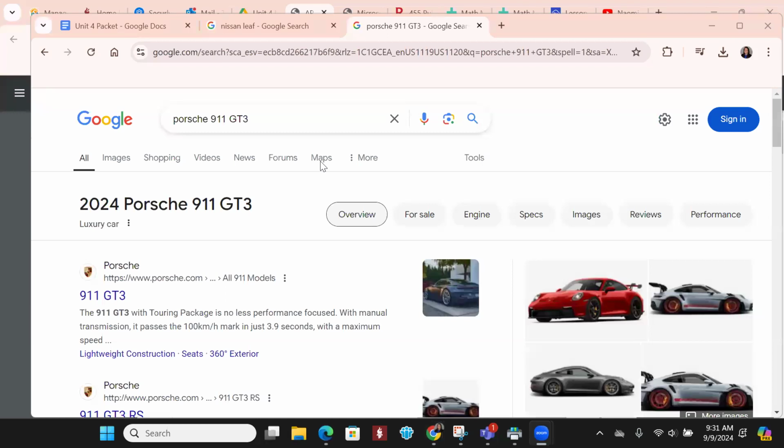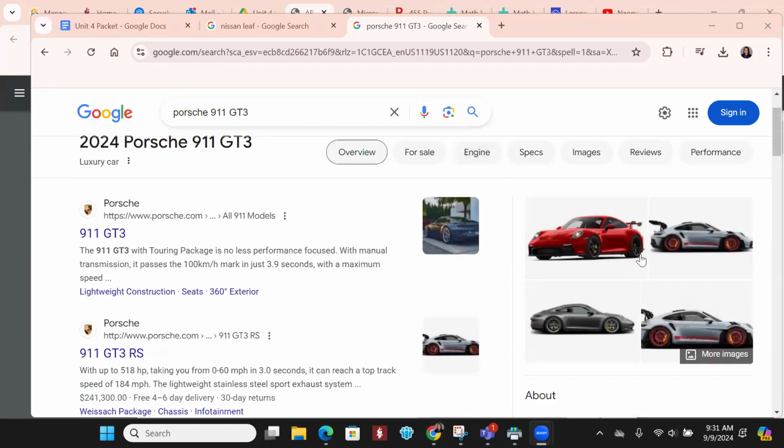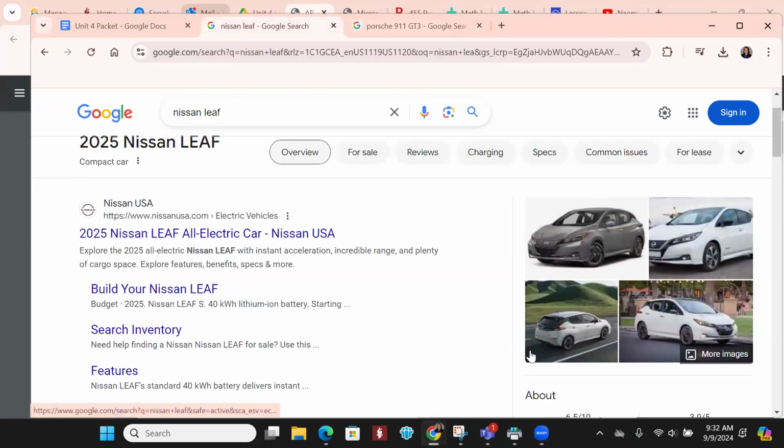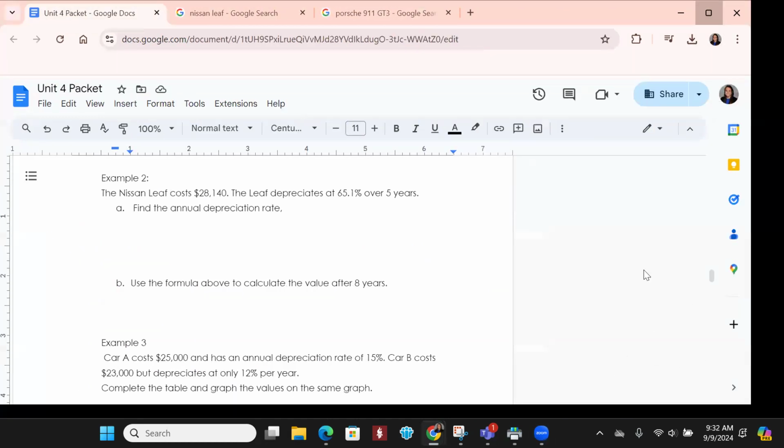Just so we know what types of cars we're talking about, this is a Porsche 911 GT3. A little thin, yes. Okay, here's the Nissan Leaf. Now, hey, the Nissan Leaf is all electric. Just in case you didn't know.